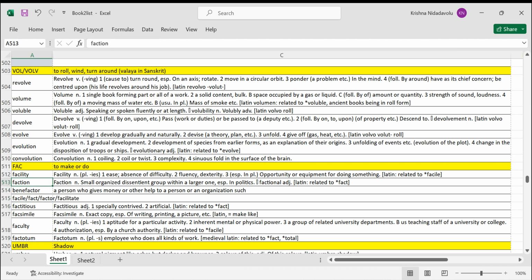Faction. Faction is actually a small group which is a part of a much bigger group. That is faction, because they do something else.